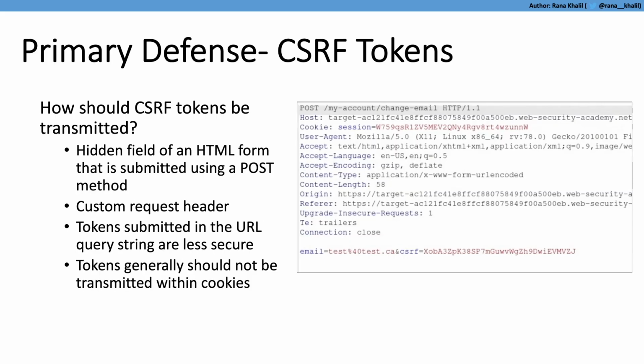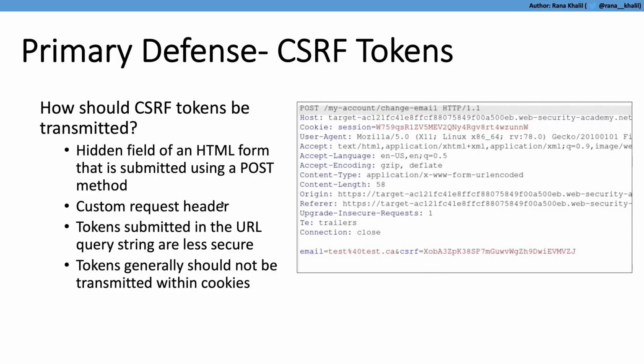All right, the next thing to consider is how these CSRF tokens are being transmitted. There are two ways to securely transmit CSRF tokens. The first one is using a hidden field of an HTML form that is submitted using a POST method. So you could see in the example over here, the CSRF token is being passed as a parameter in the request. Now, if you were to go to an application that has this defense and then view the source code, you'll see that the CSRF token is in a hidden parameter, so a hidden field of the HTML form. And when the user submits the form, it gets passed as a parameter in the form.